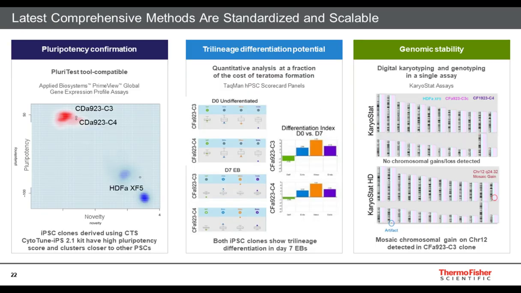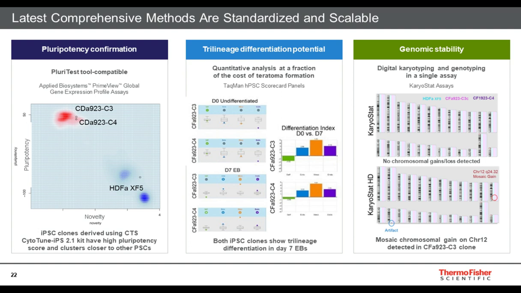So let's talk about how we can help you with that. The latest comprehensive methods are standardizable and scalable. We have three tests that we recommend for your quality tests of your PSCs. The PluriTest is a high-density gene expression assay that assesses pluripotency in the presence of stem cell markers. This one's really nice because it has a lot of reference material, so there's a lot of ability to compare and standardize between all of the people who are running this test.